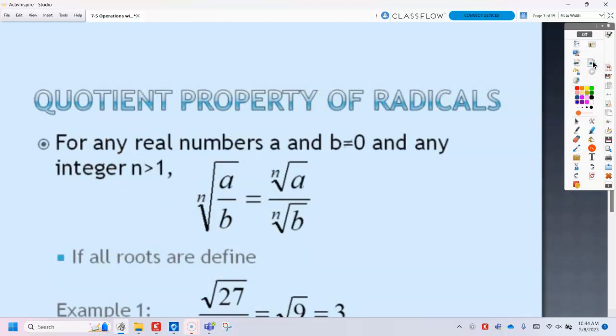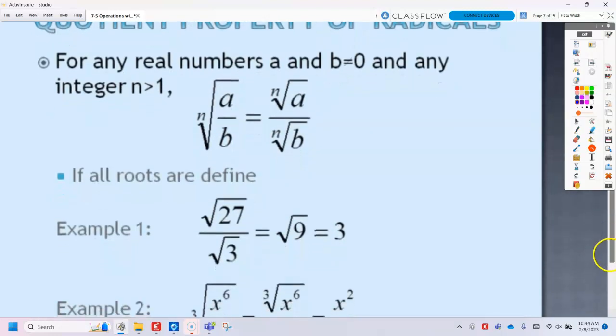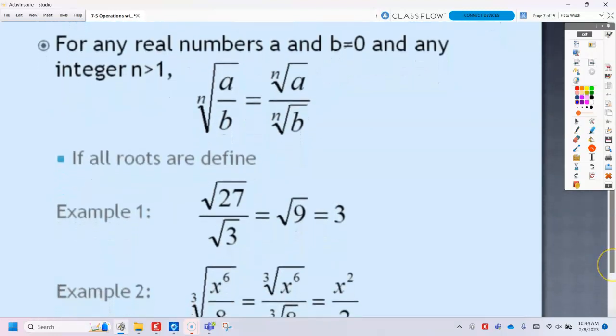The second property: multiplication has an opposite property, which is division. So you can take one big fraction and make it two smaller. Similarly, you can take two smaller and make them one big.